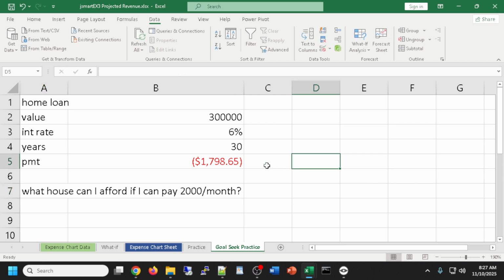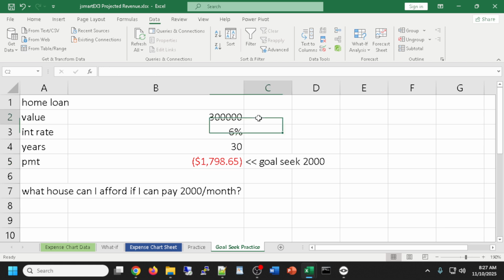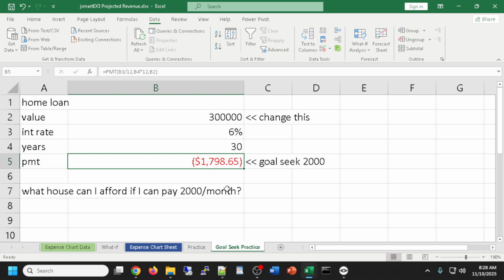Well, that would be a goal seek of $2,000. So we want to see a goal seek of a $2,000 payment. What would I change? Well, what value of the house? So there's my goal seek: seek $2,000 on that cell by changing that.